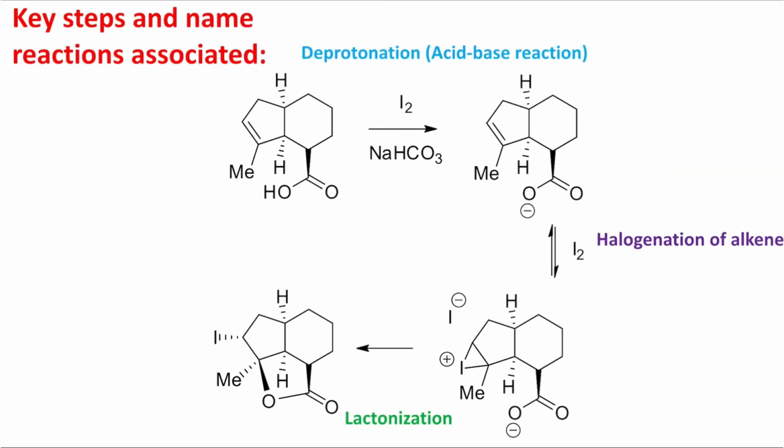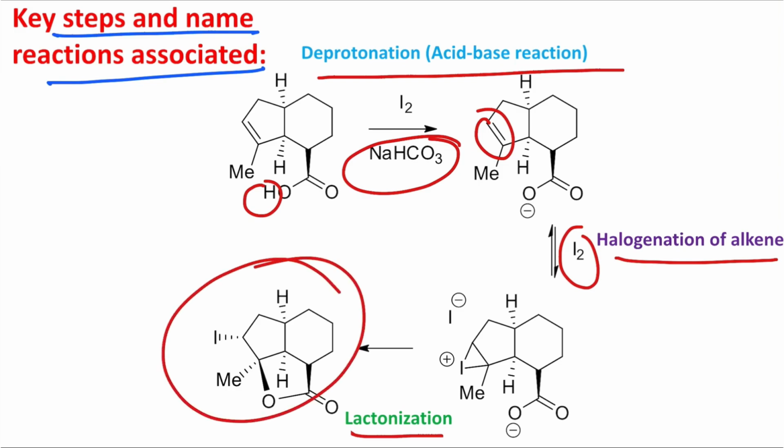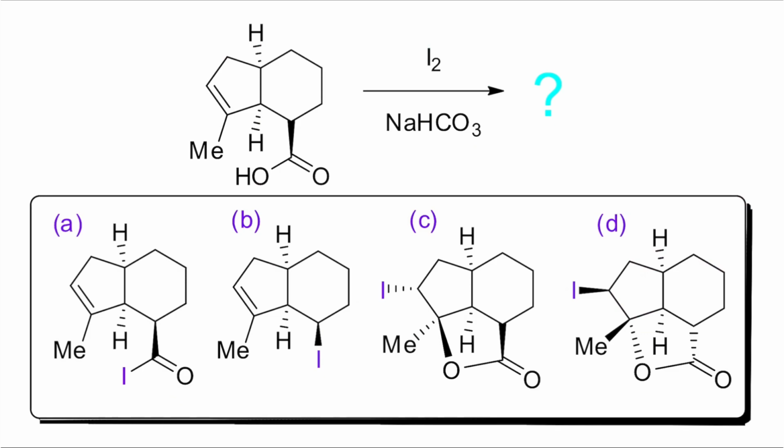Now let's come to the key steps and the name reaction associated with them. The first is deprotonation, that is the acid-base reaction between bicarbonate and carboxylic acid. Second is halogen addition to the alkene double bond. Third step is lactonization, the cyclic ester formation, an intramolecular reaction to produce the final product. So what is the answer? The answer is that you can see this carboxylic acid is up and this iodine is down.